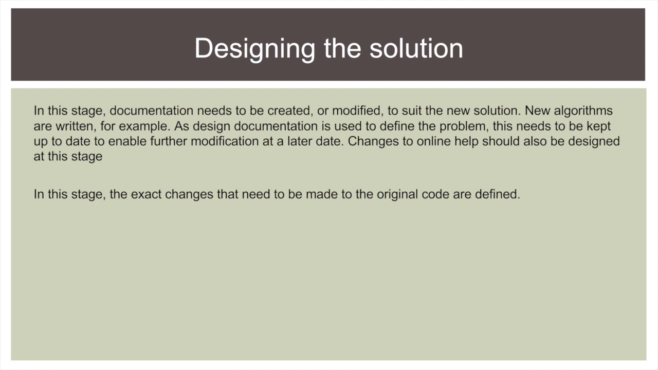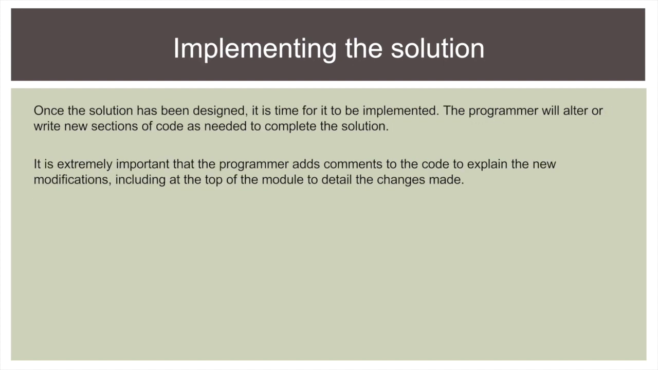In designing the solution, in this stage, documentation needs to be created or modified to suit the new solution. So we write new algorithms, for instance. As we use design documentation to define the problem, we need to make sure that all the design documentation is kept up to date to ensure that further modification at a later date is possible. We also design changes to online help in this stage. Also, we look at the exact changes that need to be made to the original code and we define them here.